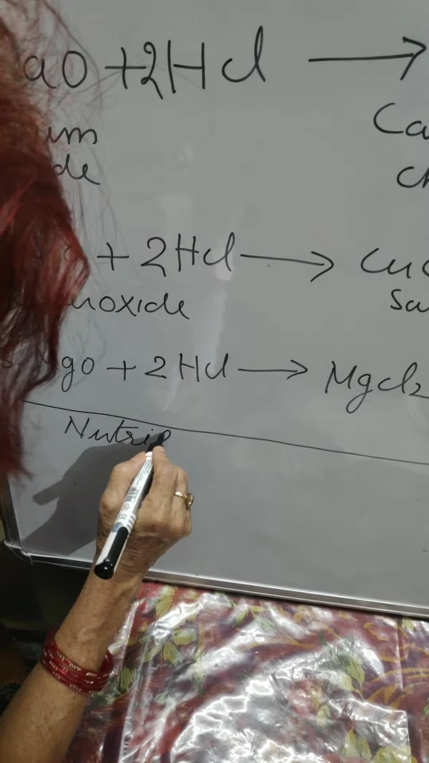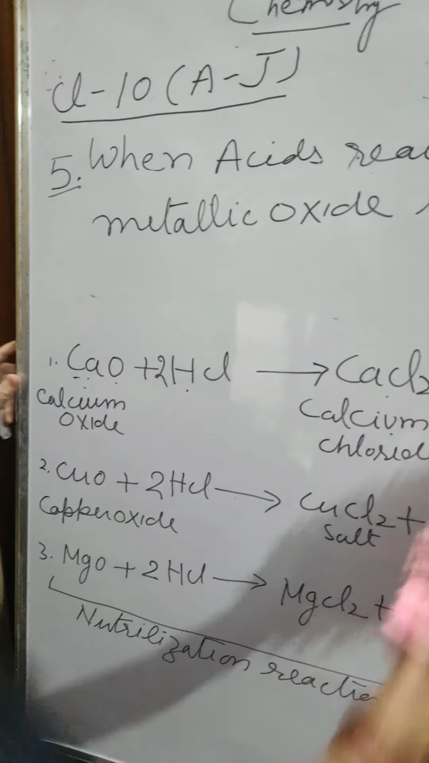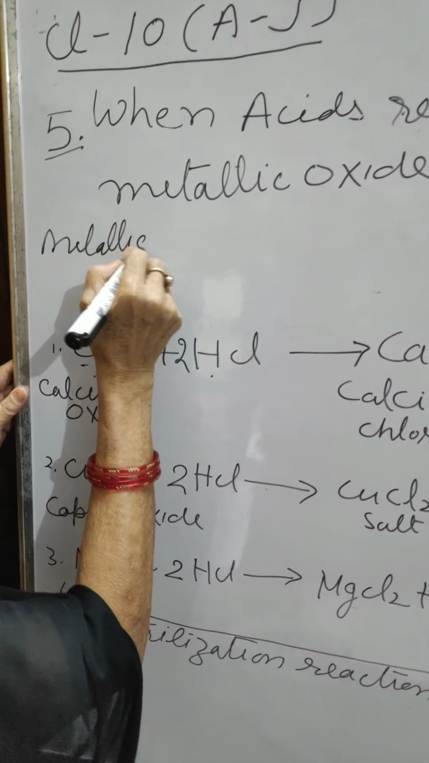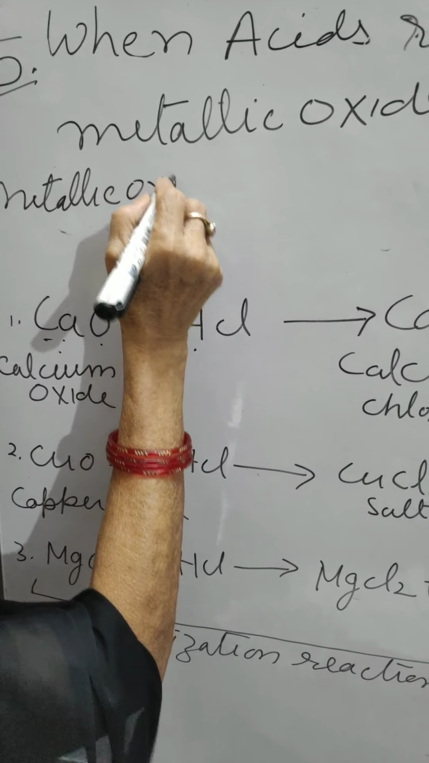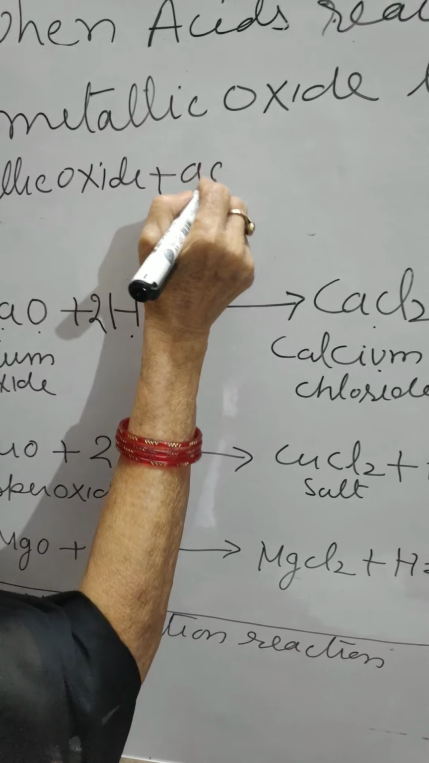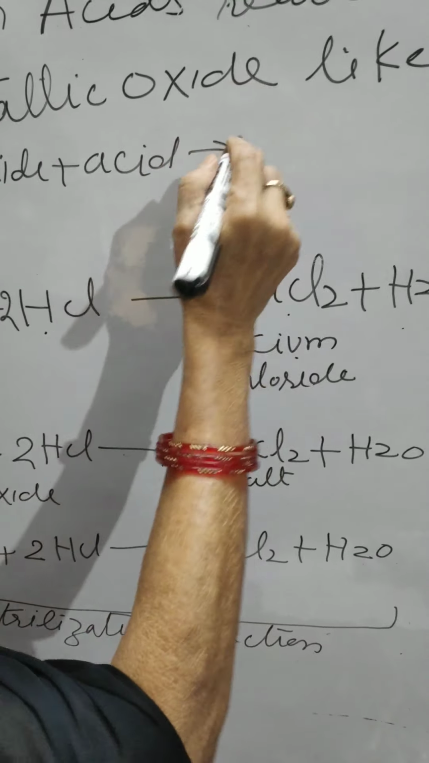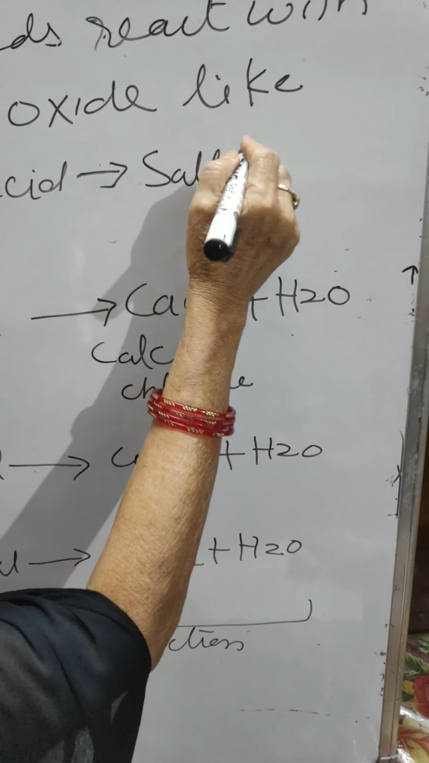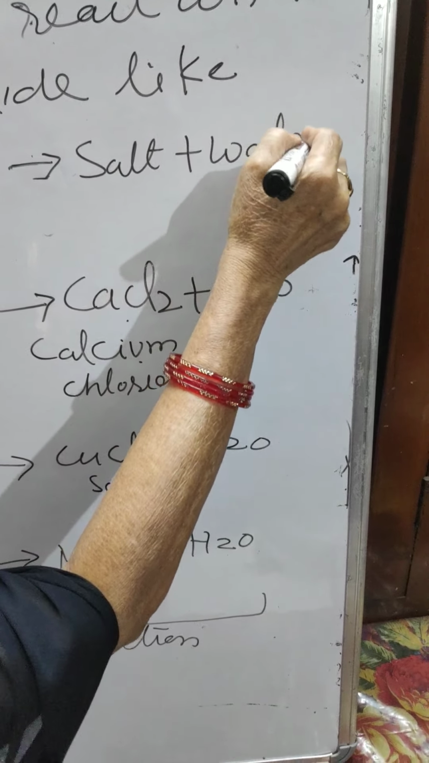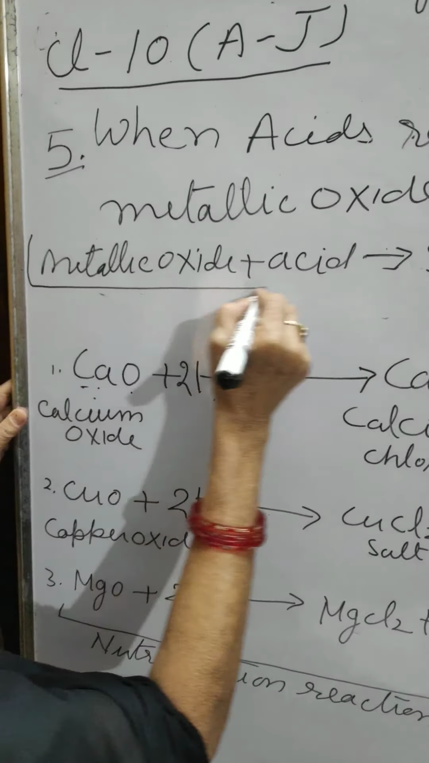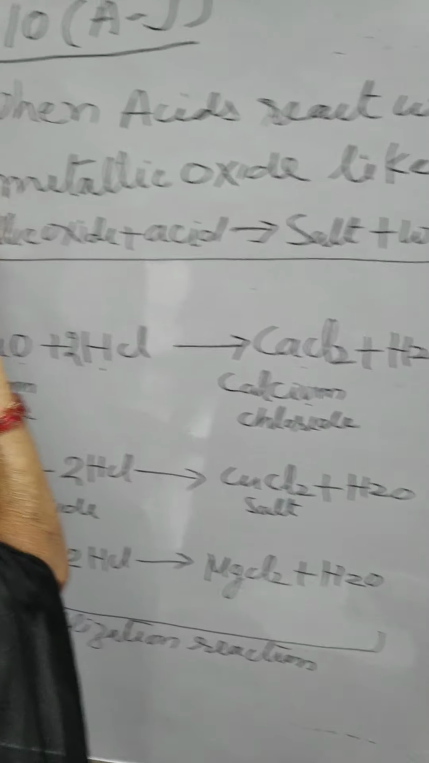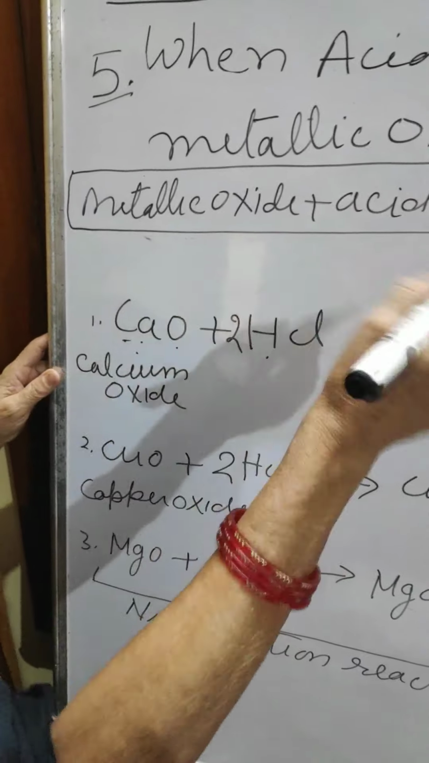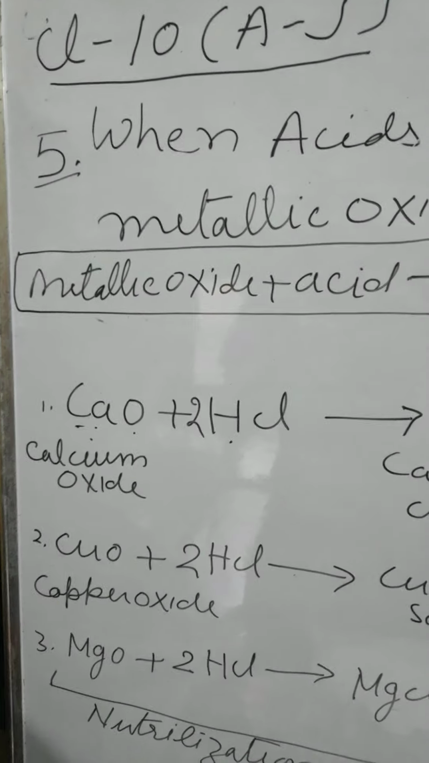Now here I am writing metallic oxide plus acid, it will form salt plus water. Remember this one. If you know this very well, you will not go wrong when writing the chemical equations. Now this much is clear.